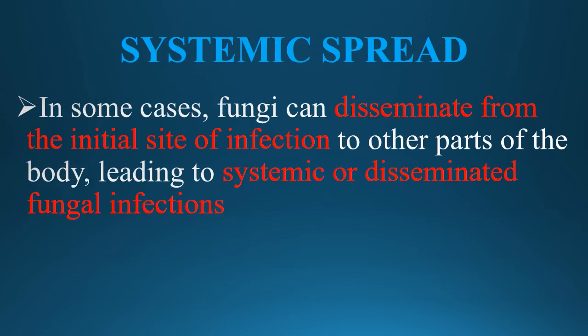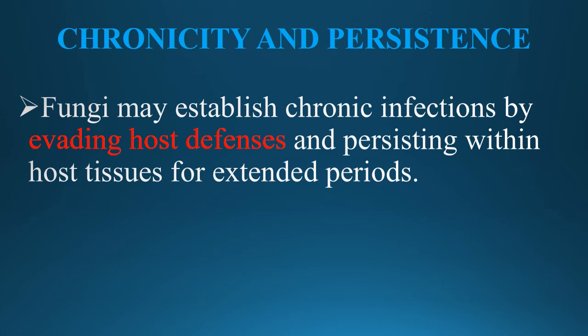Systemic spread. It is also called dissemination of a fungal disease. In some cases, fungi can disseminate from the initial site of infection to other parts of the body, which leads to the systemic or disseminated fungal infection. Fungi may disseminate within the host either locally or through the bloodstream, which leads to the systemic infection. Chronicity and persistence. Fungi may establish chronic infection by evading the host defenses and persisting within the host tissue for extended periods. The reproductive structures such as spores may be produced and released, contributing to the spread of infection.